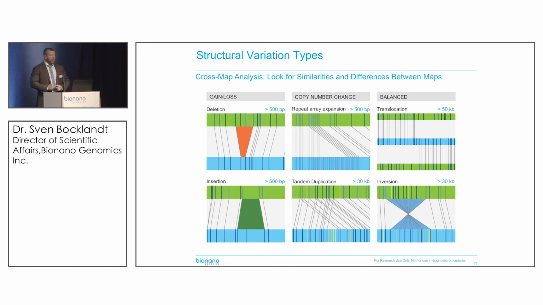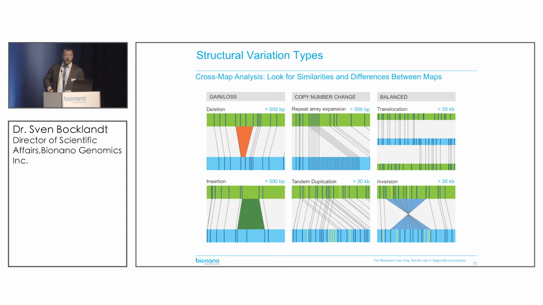So to call structural variants, we simply compare these patterns of these labels on these maps with a reference genome of your choice. And when two label sites are moved closer together, we detect that as a deletion. We do that genome-wide starting at 500 base pairs. When the spacing between two labels increases, we call that as an insertion, and we call that at 500 base pairs genome-wide. We can look at repeat array expansions, and I'll show you an example that just looks like this, where we simply can count the number of repeats.